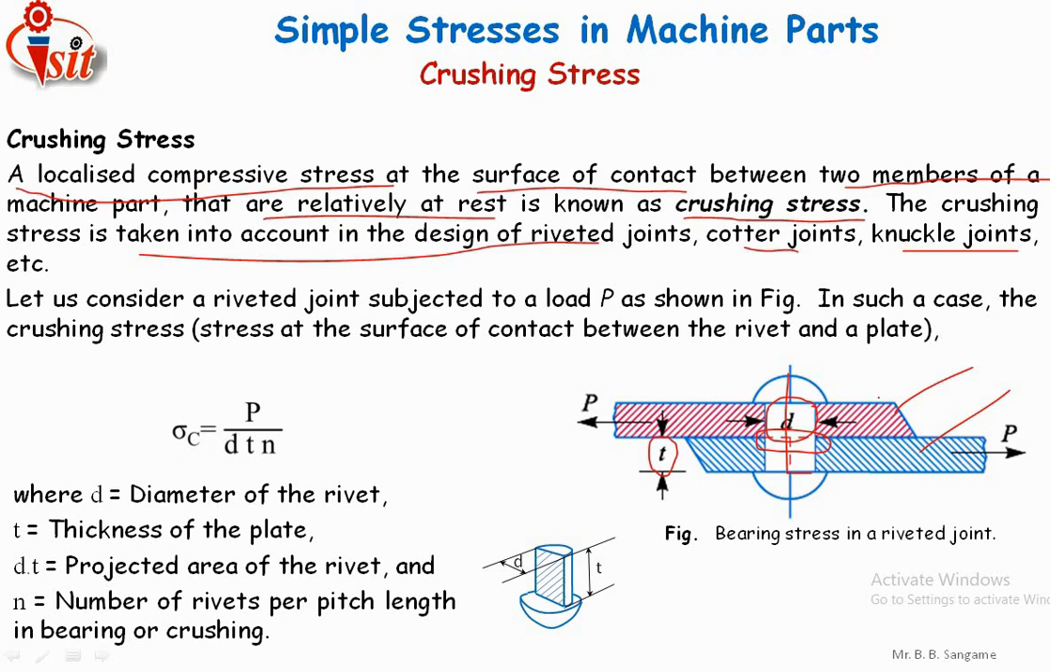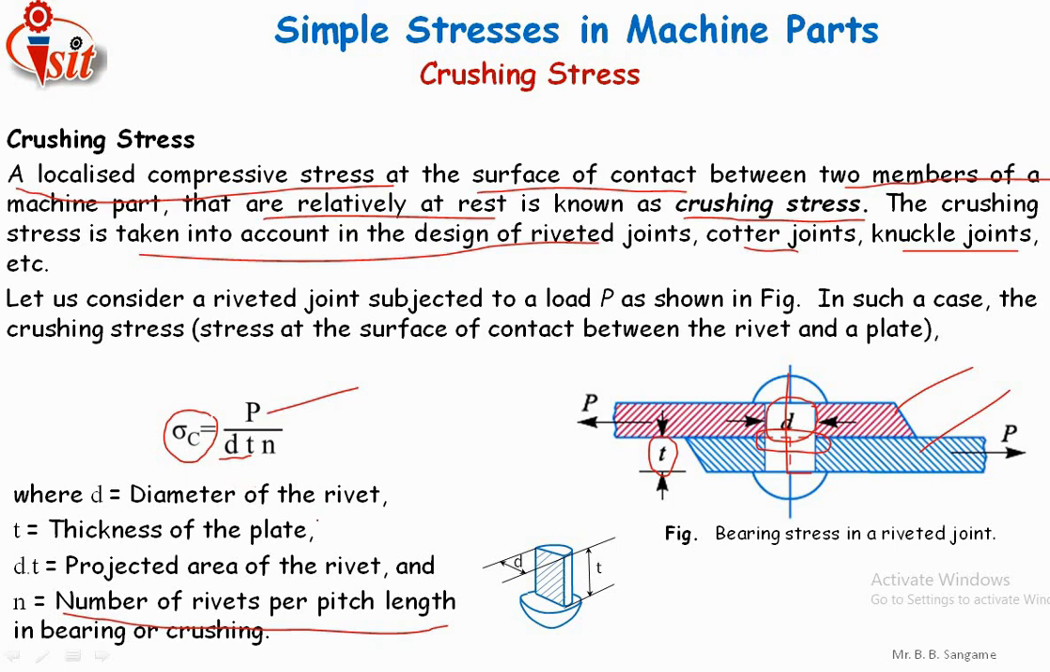Same logic is applied here. D is the diameter and t is the thickness. So we can have d into t as the resisting area, and n is the number of rivets. Suppose there is a single rivet, then the simple d into t is the resisting area, p is the applied force, and then according to the definition of the crushing stress, we can determine crushing stress as the force upon resisting area.